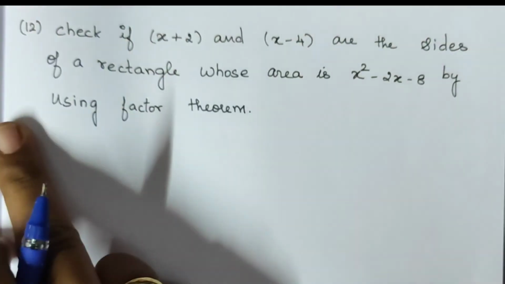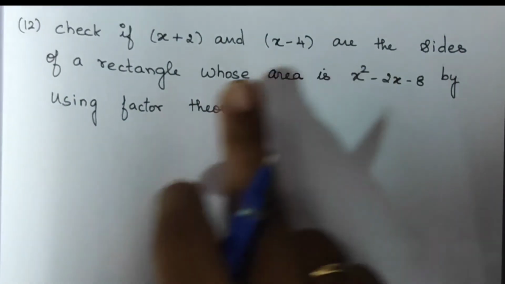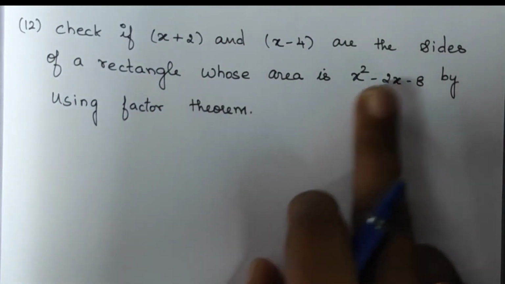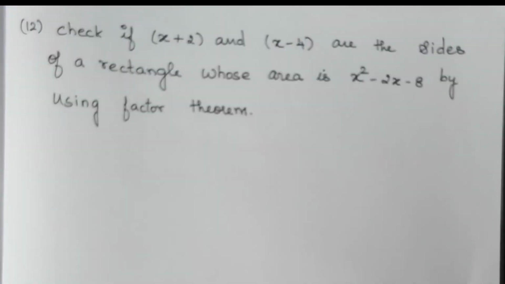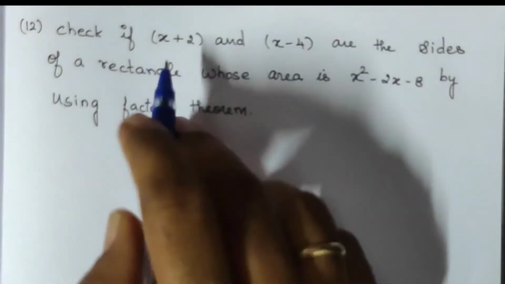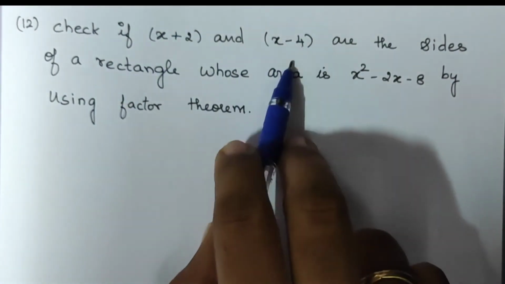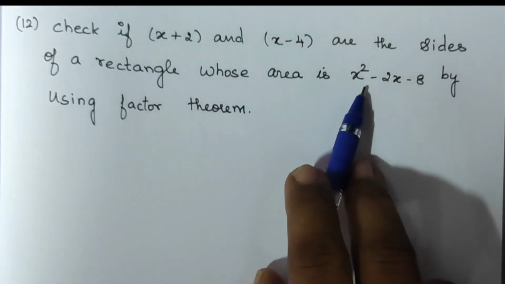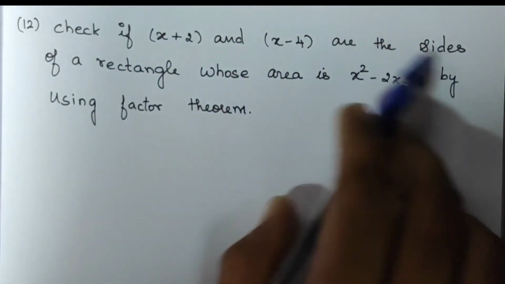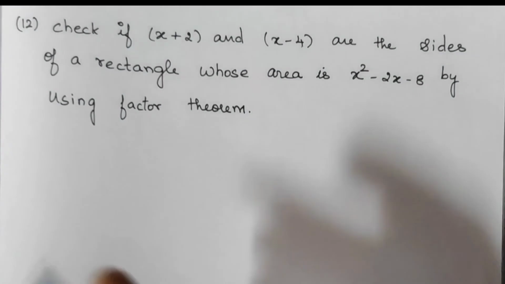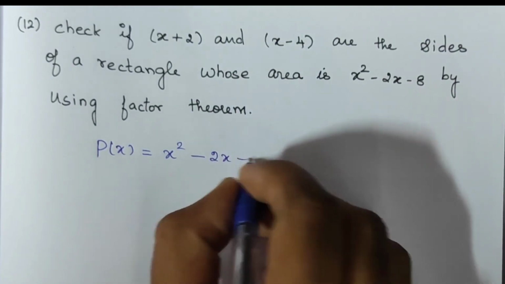Problem number 12. This is the last problem of exercise 3.3. Check if x plus 2 and x minus 4 are the sides of the rectangle whose area is x square minus 2x minus 8 by using the factor theorem. Okay, so it is like the previous problems. Here two factors are given, so we will get x is equal to minus 2 here and x is equal to 4. These are the two values that you substitute in this polynomial. If you are getting that equal to 0, then x plus 2 and x minus 4 are the sides of the rectangle.